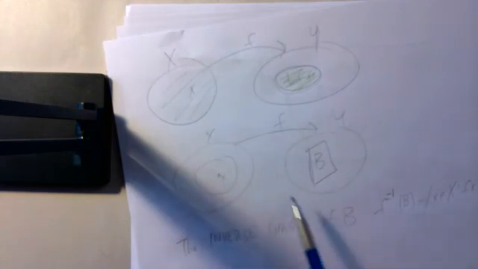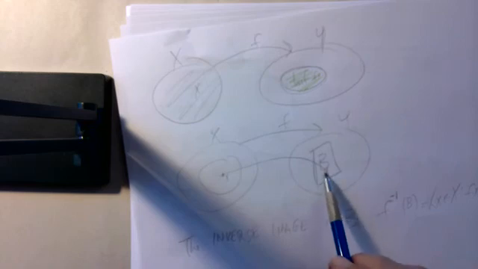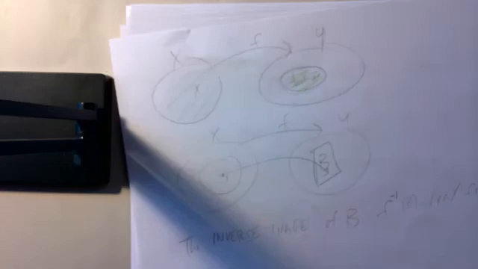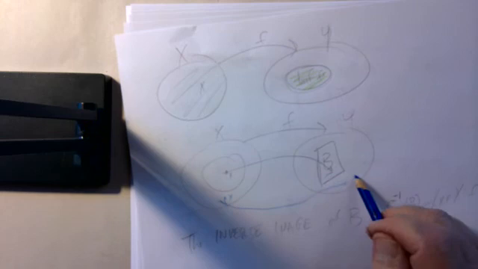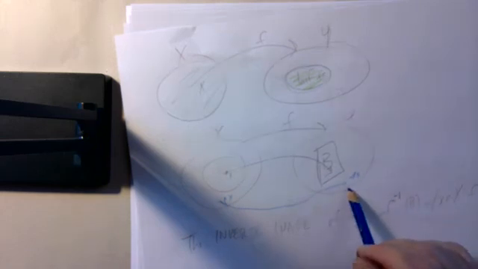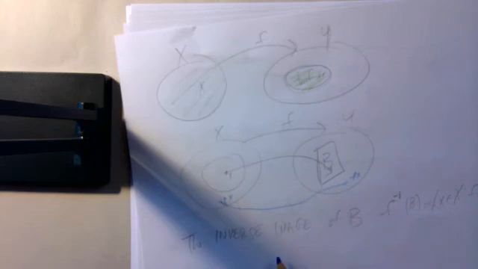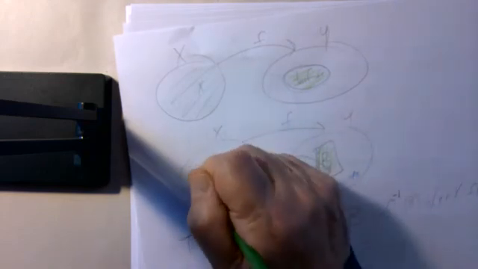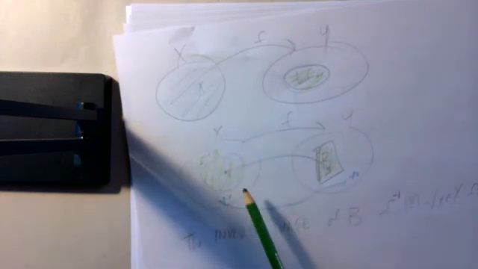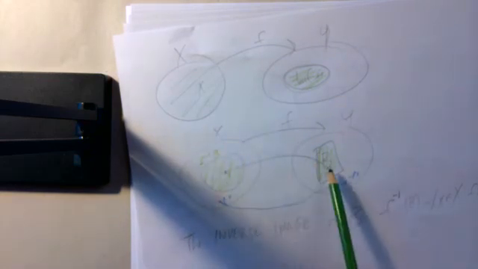So if I take an element x here and it gets mapped into B, then it's in the inverse image of B. If I were to take a different element x, and it gets mapped to something over here, it's not in B, so this x is not in the inverse image of B. So this is f inverse of B. This is all the elements of X that f assigns a value in B.